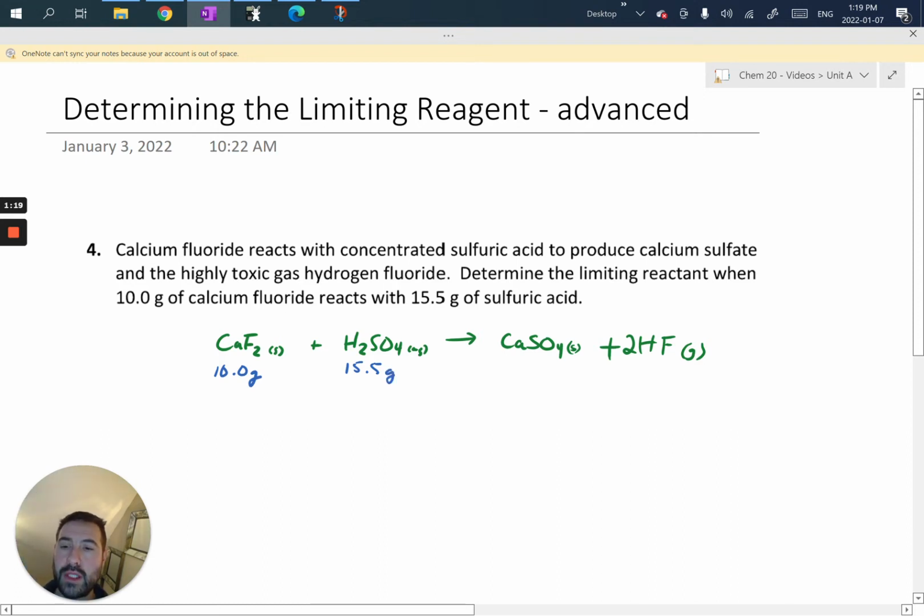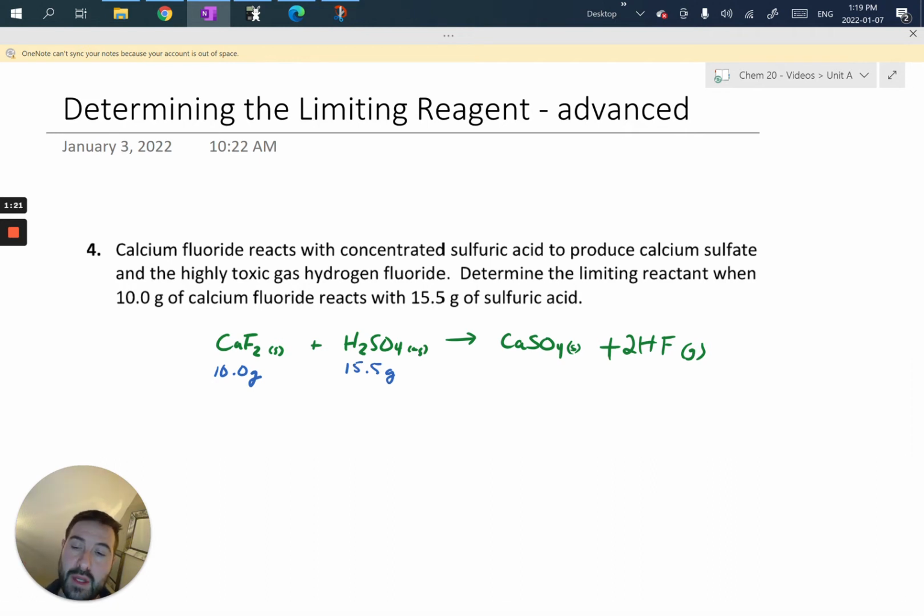I'm going to show you a slightly different method than the one I did in the previous video. In this method, we compare the two reactants to each other and say, if I'm going to completely react my 10 grams of calcium fluoride, how much sulfuric acid would that take? And do I have enough? If I don't have enough, then the sulfuric acid is the limiting reagent. If I have more than enough, then the sulfuric acid is the excess reagent.